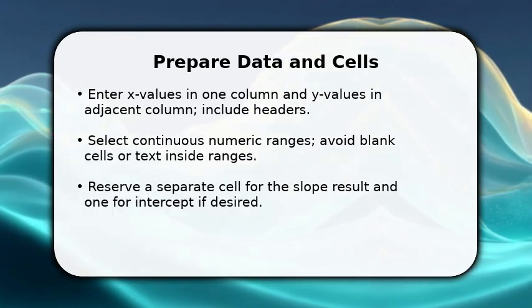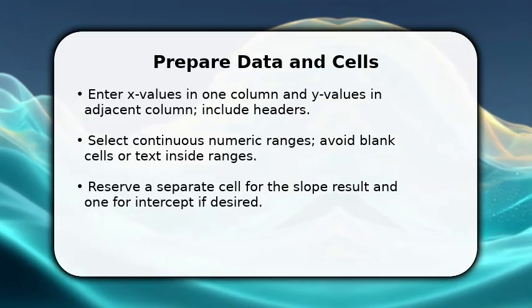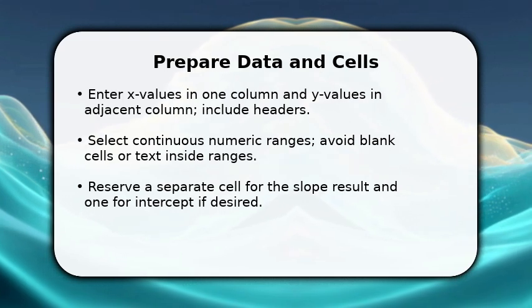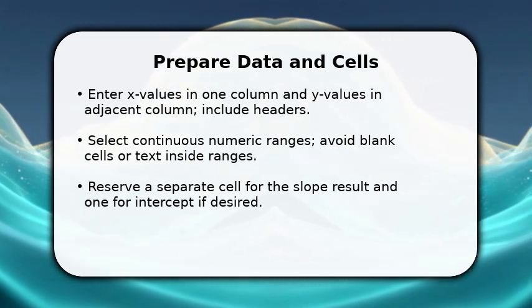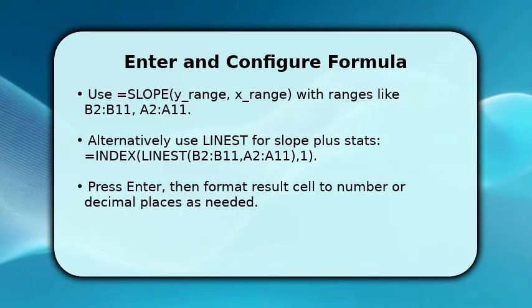Now, you're ready to enter the slope formula. This first actionable step prevents errors later and speeds calculation. You type equals SLOPE, B2, B11, A2, A11 directly into the selected cell. Sheets computes slope as rise over run across the paired ranges.